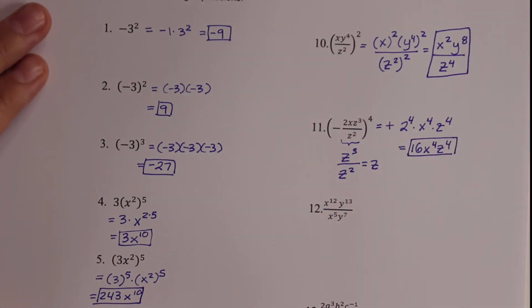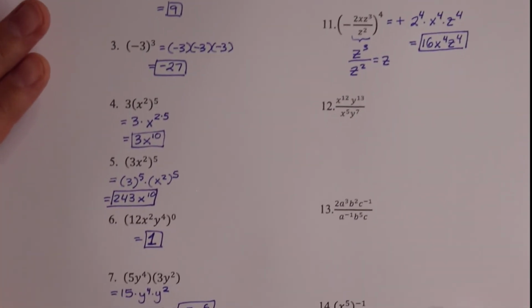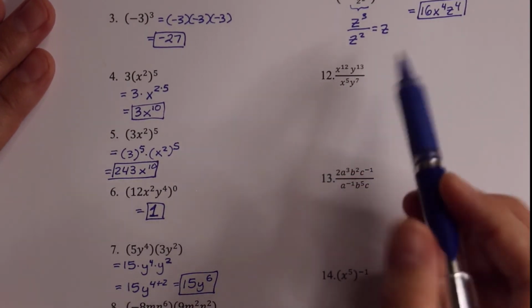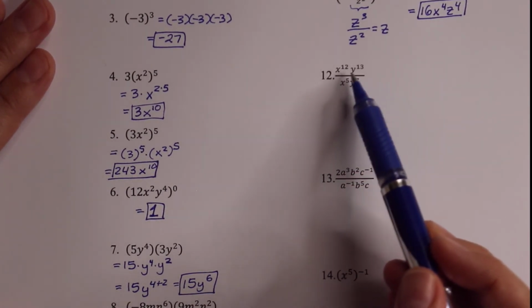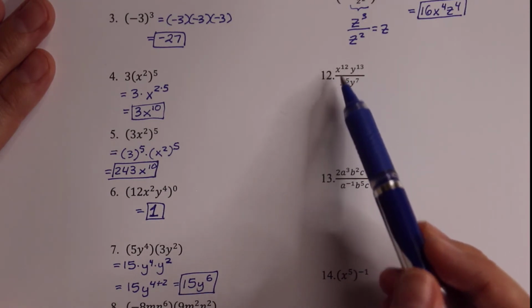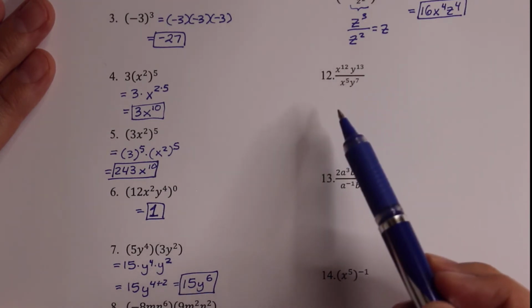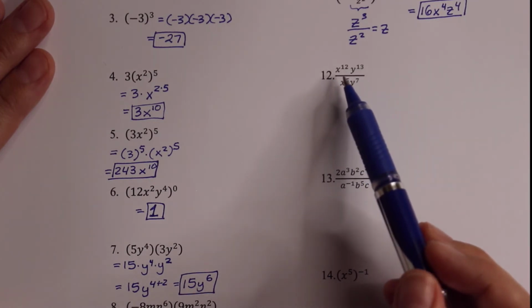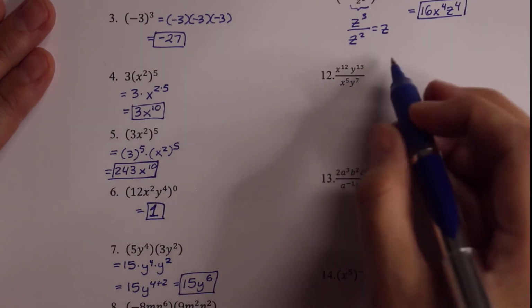All right, a few more. They are getting a little bit more challenging. So on number 12 here, notice you have the same bases actually a couple of times. X on top and bottom, y on top and bottom. So part of simplifying is to not leave the same bases if you can simplify, which we can. So I'm going to separate this.